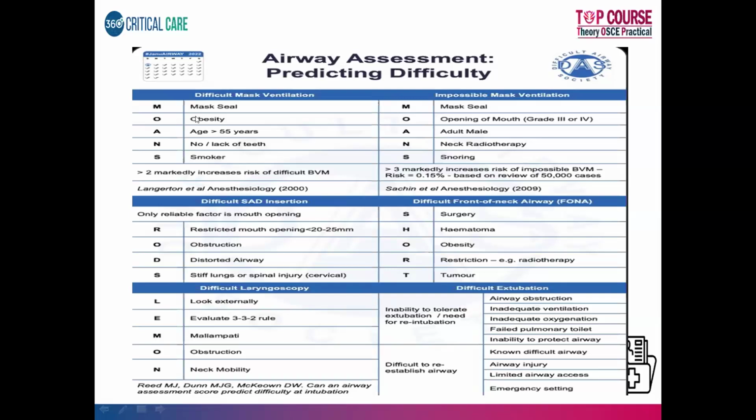E stands for evaluate, M stands for Mallampati, O stands for any obstruction, especially in the oropharyngeal region, and N for neck mobility. And the last one is difficult front of neck access. Here you have the mnemonic SHORT. S for any previous neck surgeries, especially thyroid surgeries. H for hematoma. O for obese patients. R for restriction, either flexion or extension restriction because of previous radiotherapy, or if there is a tumor sitting in the front of the neck. T for tumor. So these are the mnemonics. Better to remember them.